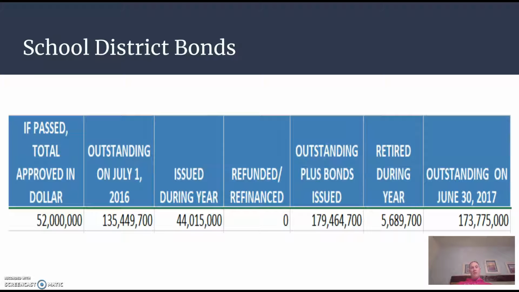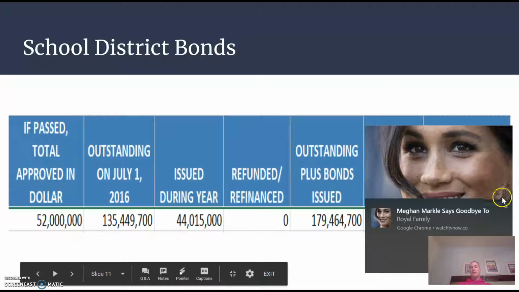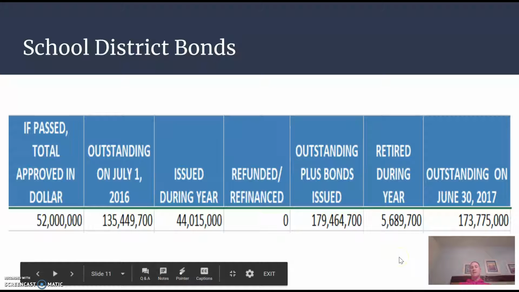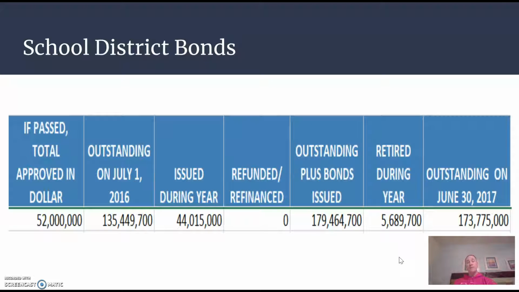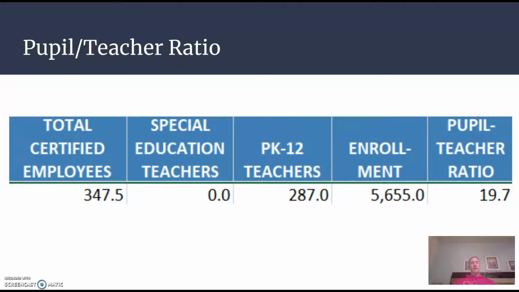School district bonds. We did just pass a bond this past year, a $52 million bond, and we do have some outstanding bonds as well, which makes that total 173 million plus. And again, another indication of the growth that we're seeing in Goddard and just having revolving bonds come through, and then trying to get some of those bonds paid off, which we have done in recent years with good interest rates and things like that. So that is the bond situation in USD 265.